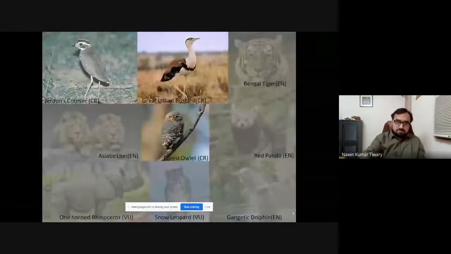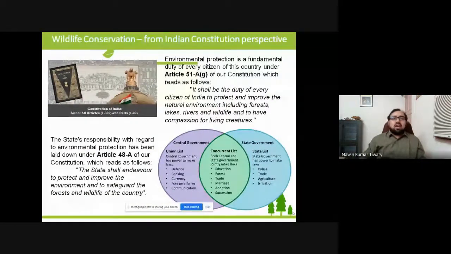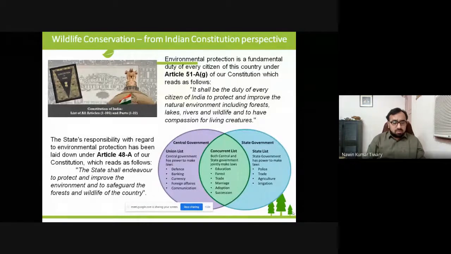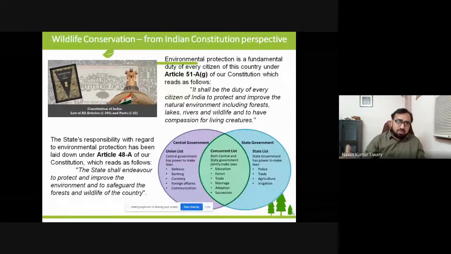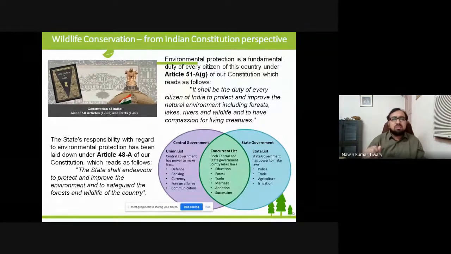So that is that. Now let us talk a little bit about the policies that we have in India. Wildlife conservation is an issue which has been addressed in our constitution and different policy tools in a very wide manner. So, the Environmental Protection Act: protection is a fundamental duty of every citizen in India. So, there are two articles, Article 51A(g) and Article 48A.